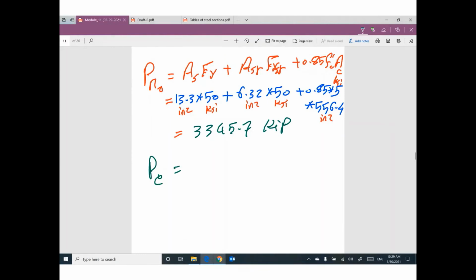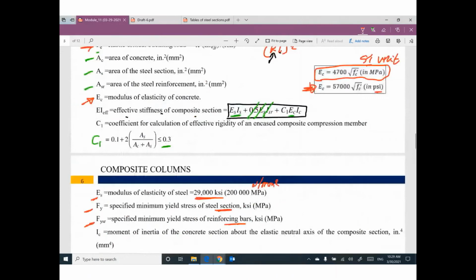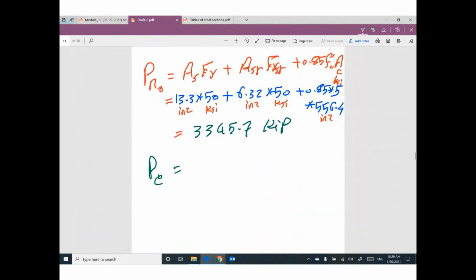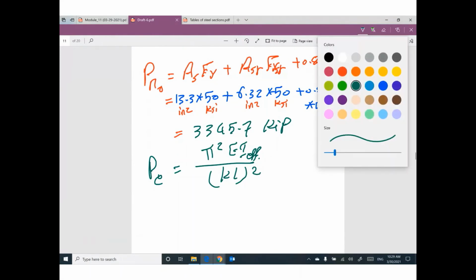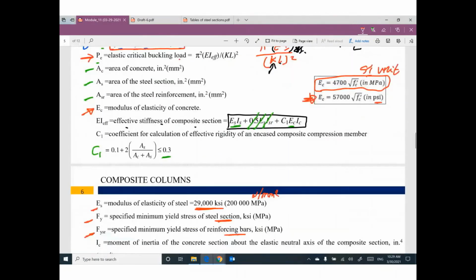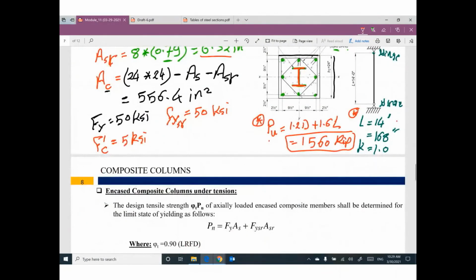What is the value of P buckling? Next step. The elastic critical buckling load is pi square EI effective divided by KL square. I think everything is known. K is 1. L, how much?